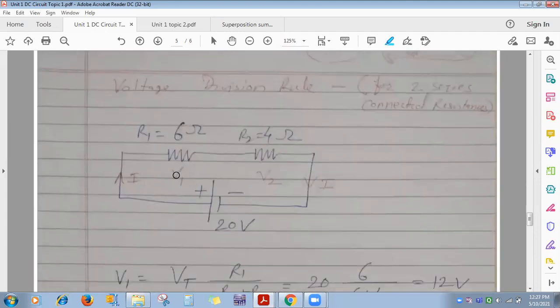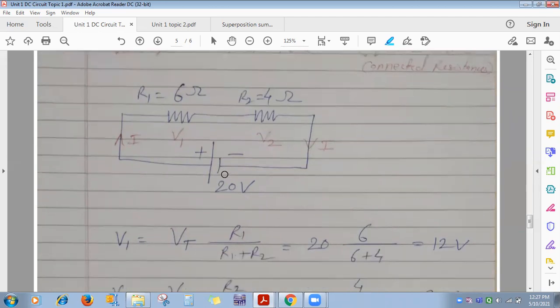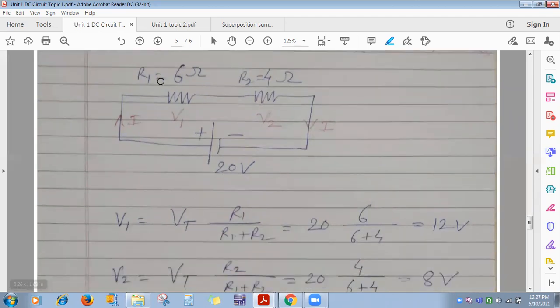Similarly, for series connected resistances, we have seen that the same current flows, and we find the R equivalent as R1 plus R2 plus R3 and so on. Here you can apply the voltage division rule. So what is the voltage division rule? Suppose I wanted to find the voltage across this 6 ohm. So what is the formula?